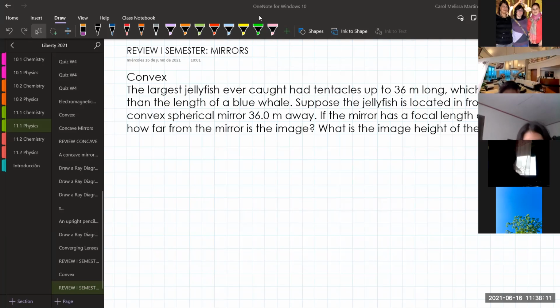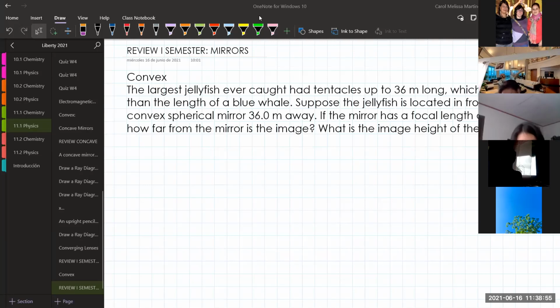So, this problem is interesting because a jellyfish is so big. Imagine that from the floor to the roof, it's about 3 meters. But that jellyfish is 36 meters long, which is 12 times the distance from the floor to the roof. It's quite big, okay? Like a 12 floor building height. That's too big.